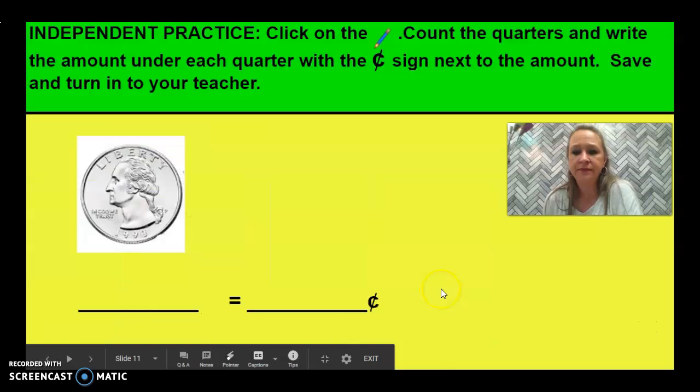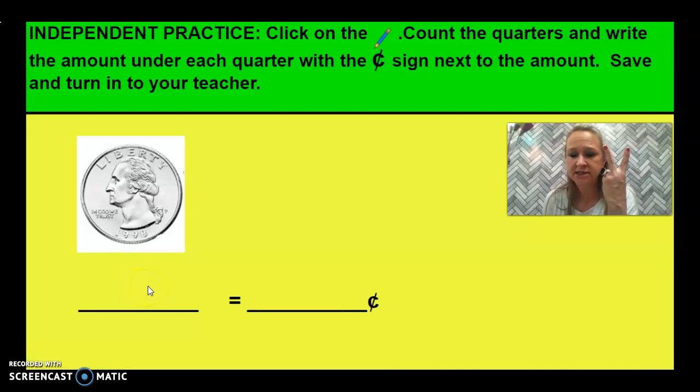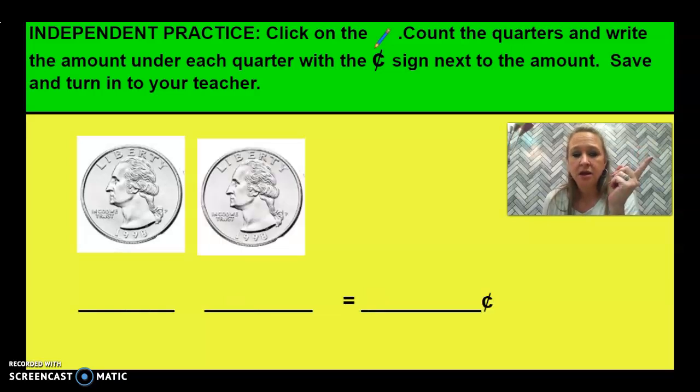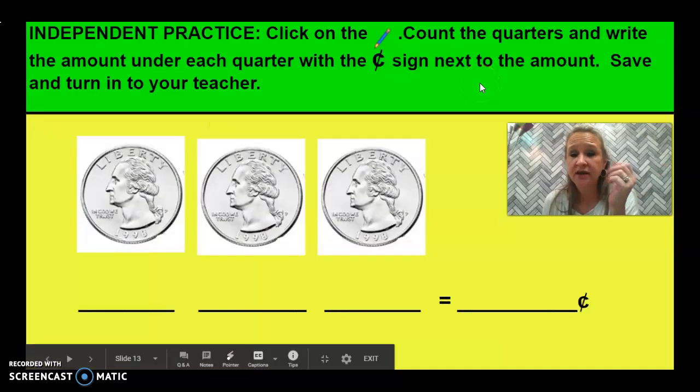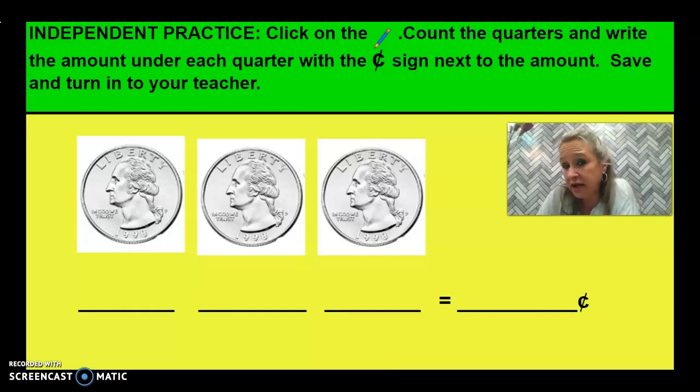Very good. So now for your assignment, your independent practice, you're going to count the quarters, write the amount of each quarter underneath of it, counting on. So if you have 2 quarters, you're going to have more than 25 cents, right? And then that's it. When you're finished, you're going to save and turn into your teacher. Make sure you've counted the quarters by 25s. Okay, if you don't remember, you can go back and look at our 100 chart.